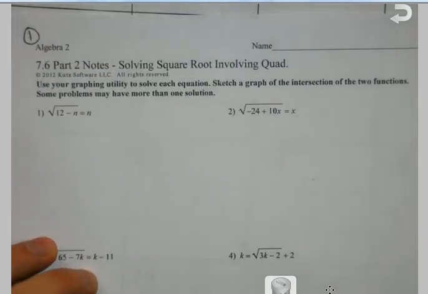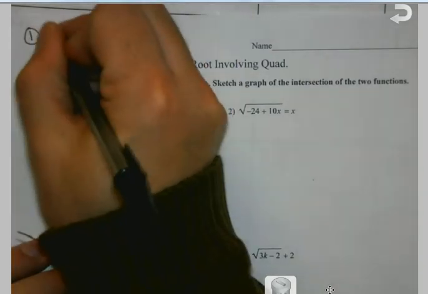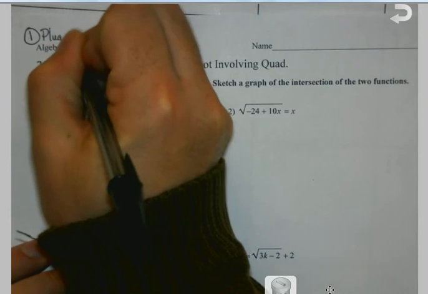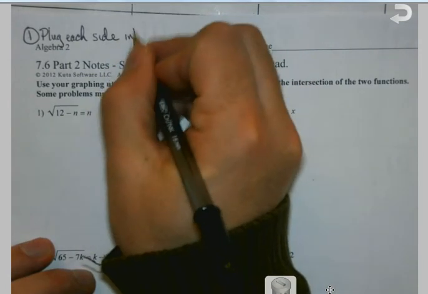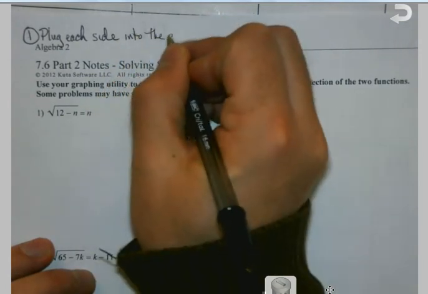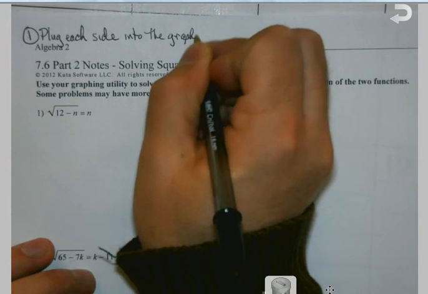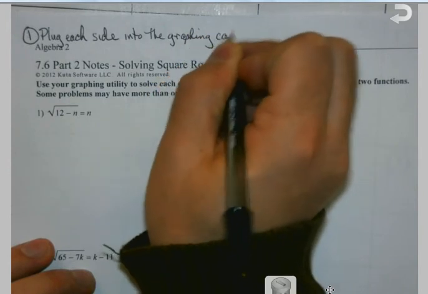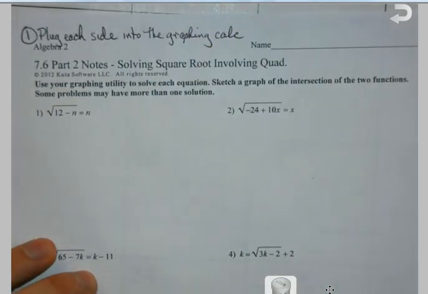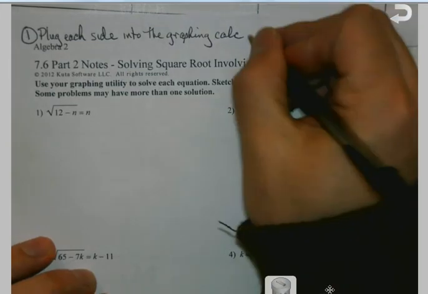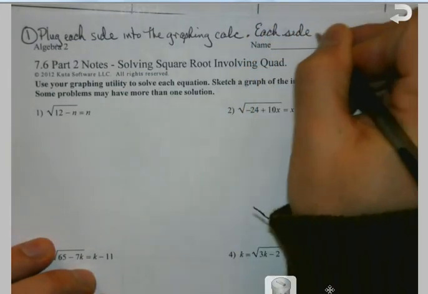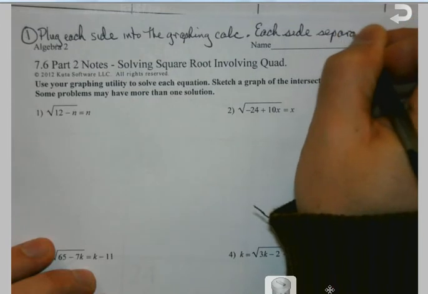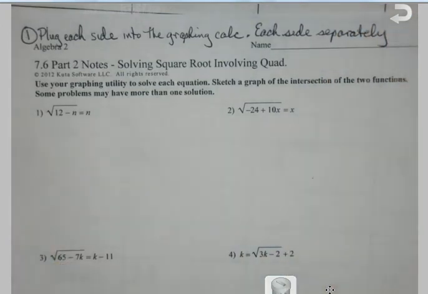All right, if we do it graphically, what we're going to do is plug each side of my equation into the graphing calculator. So we're going to treat them like they're two separate lines or two separate equations. Okay? So I always make note on this that we're doing each side separately. It's not like I'm trying to stick it all in one line.